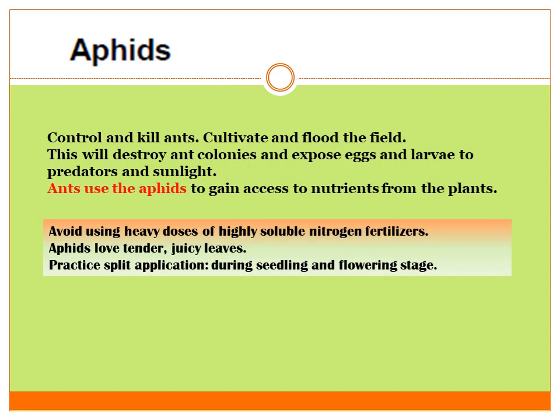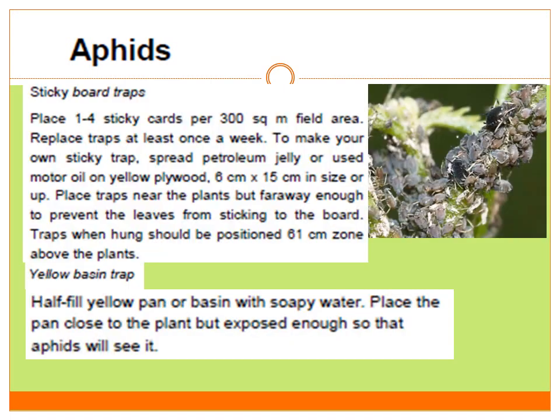If we have aphids infestation, control and kill ants, cultivate and flood the field. This will destroy ant colonies and expose eggs and larvae to predators and sunlight. Ants use the aphids to gain access to nutrients from the plants. Also avoid using heavy doses of highly soluble nitrogen fertilizers, as aphids love tender juicy leaves. Practice split application during seedling and flowering stage. We can also use sticky board traps and yellow basin traps for control of aphids.